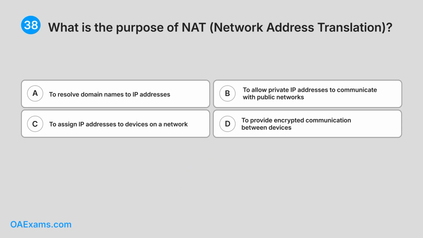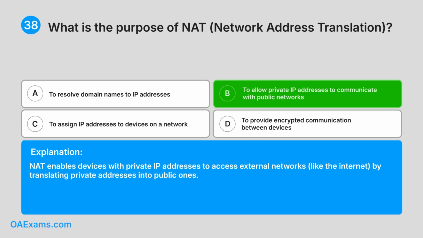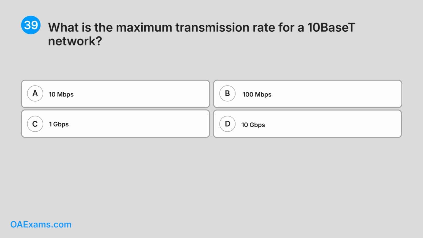Correct answer. B. To allow private IP addresses to communicate with public networks. Explanation. NAT enables devices with private IP addresses to access external networks, like the Internet, by translating private addresses into public ones.